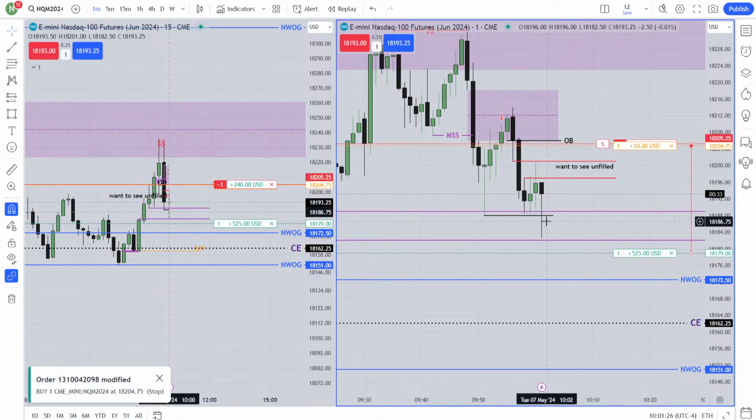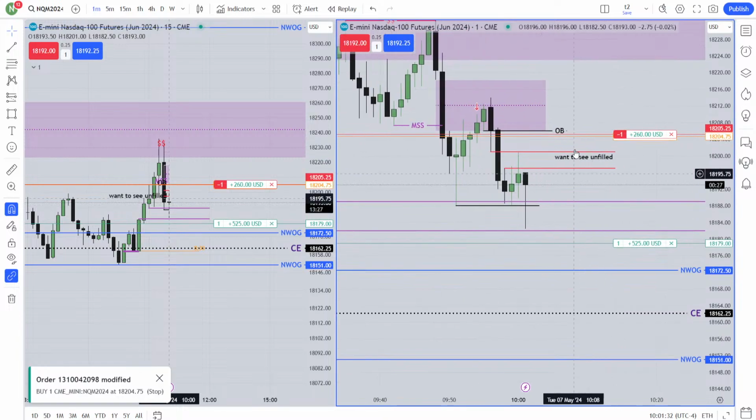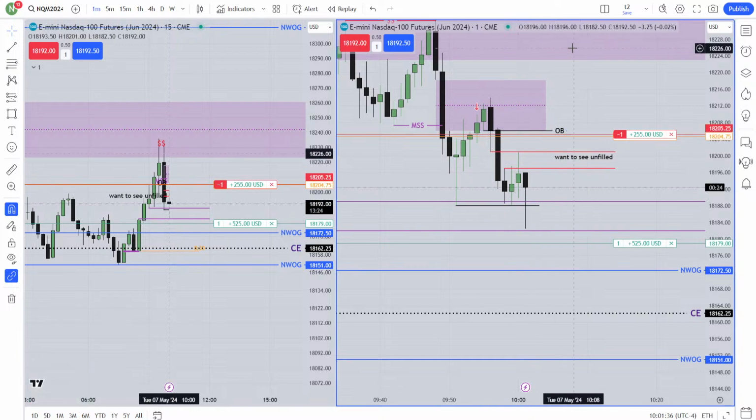Why? Because that can be the liquidity taken. So liquidity has been taken, now market is going higher, so I don't want to take that risk. So I am going to put my stop loss to the break even. Either way, if it goes higher, I'll be stopped out at the break even.